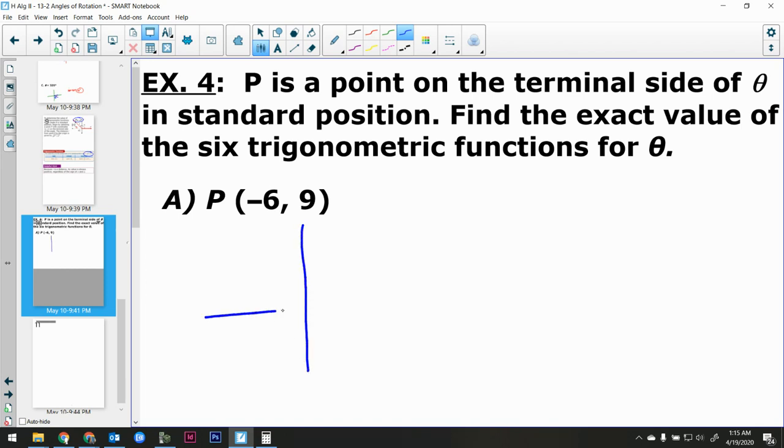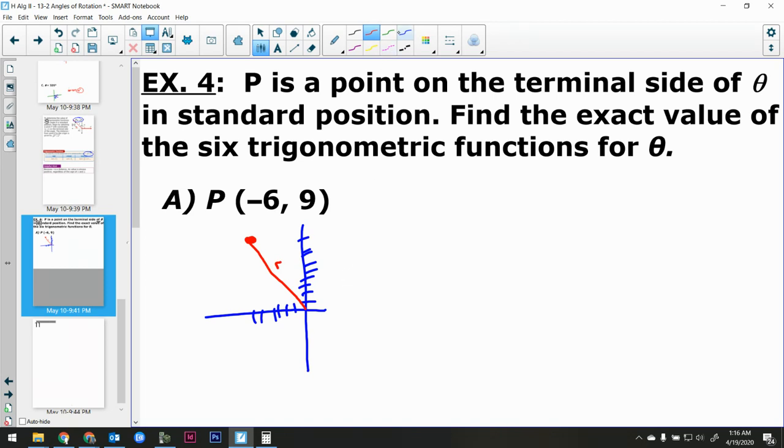1, 2, 3, 4, 5, 6. Wow, that's really equally spaced. 1, 2, 3, 4, 5, 6, 7, 8, 9. Okay, so just guesstimate where it's going to be. So here's my coordinate. There's P, right? Now, what's my R value? My R value is the actual distance there.